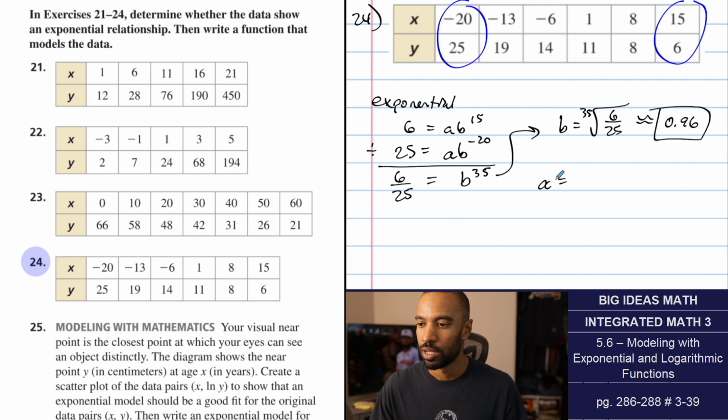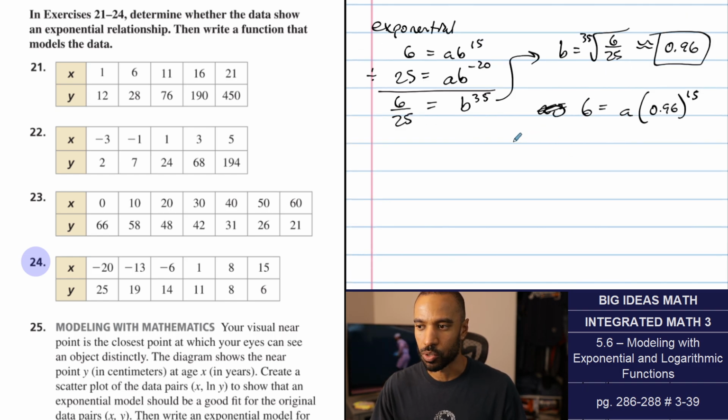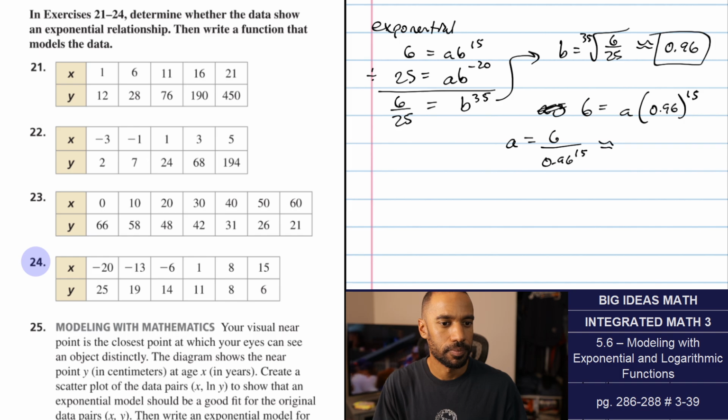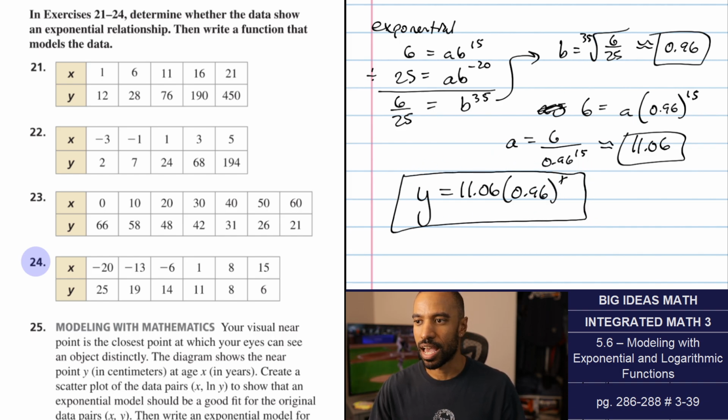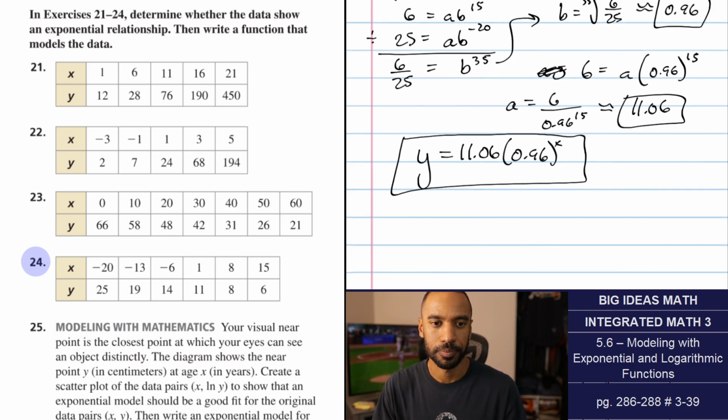The a value, 6 equals a times 0.96 to the 15th power. Remember, I have the exact answer on here. So a is 6 over 0.96 to the 15th power, which is about 6 over that, 11.06. So I'm getting an equation of y equals 11.06 times 0.96 to the x power, like that. Now I'm going to trust that. That's looking pretty good. It's decreasing, but not by a significant amount each time. It's not this super sharp one. So it'd be very close to 1, but also have decay. Seems to really hold up.